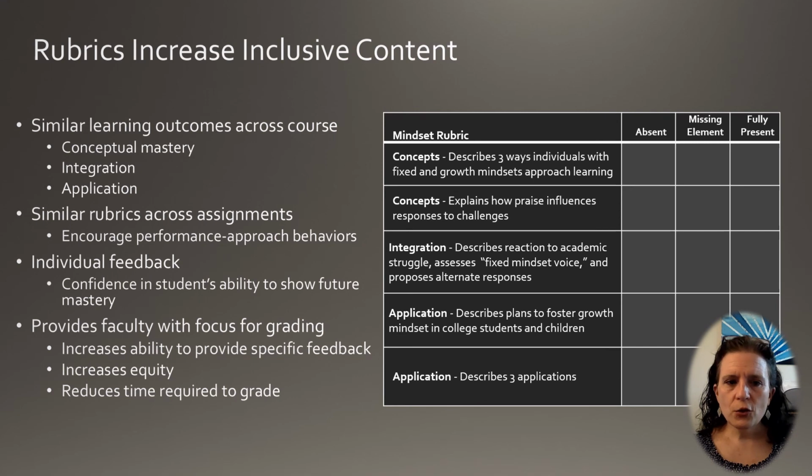In addition to encouraging performance approach behaviors in students by giving them similar rubrics across reflective writing assignments, these rubrics also reduce implicit bias in grading because they help the faculty or the teaching assistant really focus on grading only what you've said you're going to grade and not other things. In that way, the use of rubrics has been shown to increase equity broadly, whether or not you're using self-reflective writing.